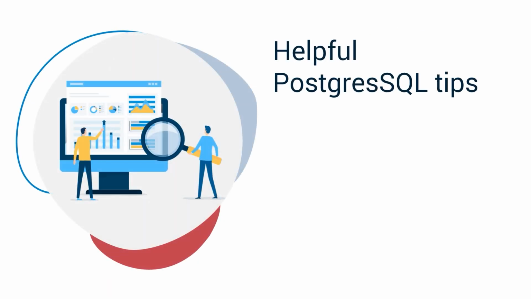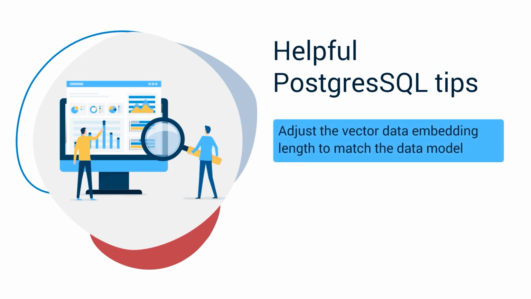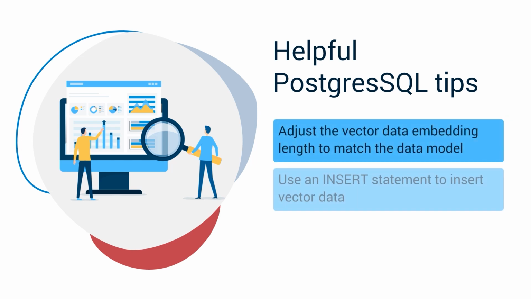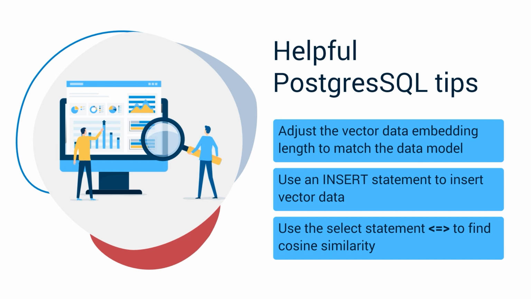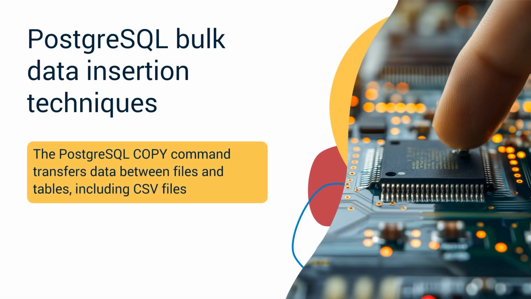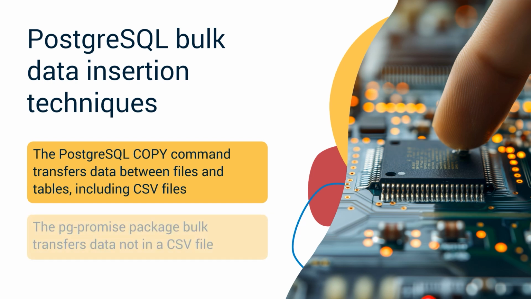When using PostgreSQL, remember these helpful guidelines when working with vector data types. Adjust the vector data embedding length to match the model in use. You can use an insert statement following the inclusion of code for the embedding array to insert vector data into your database, and use the select statement with the left arrow equals and right arrow operator to find cosine similarity. Use the PostgreSQL copy command to transfer data between files and tables, including CSV file transfers. And if your data is not in a CSV file and you need to perform bulk or batch inserts into PostgreSQL, consider using the pgpromise package in Node.js.